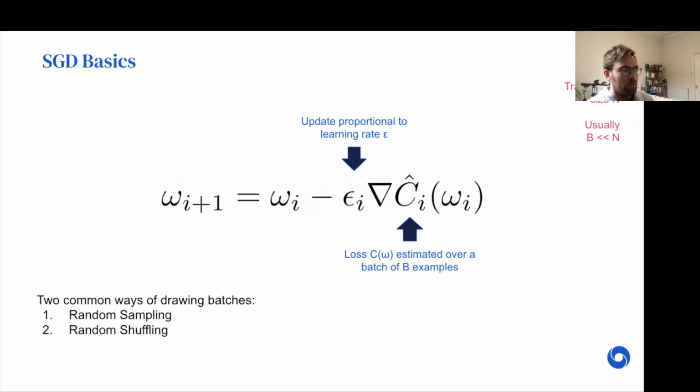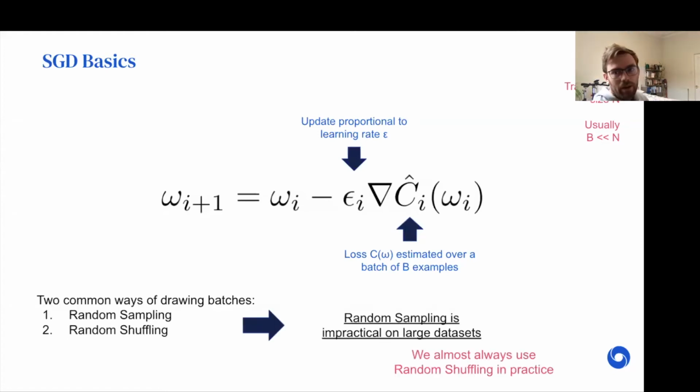There are two popular schemes in the literature. The first is random sampling, where we just randomly draw B examples from the entire data set at every step. The second scheme is random shuffling, where we assume that the data set is ordered, and we iterate through the data set from start to finish, and then we have the option of shuffling the data set between epochs.